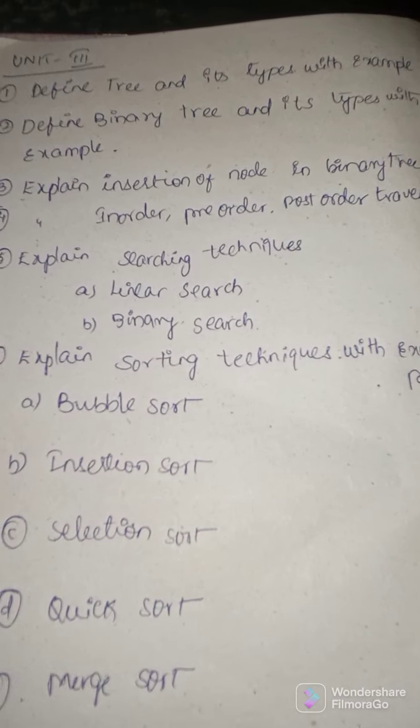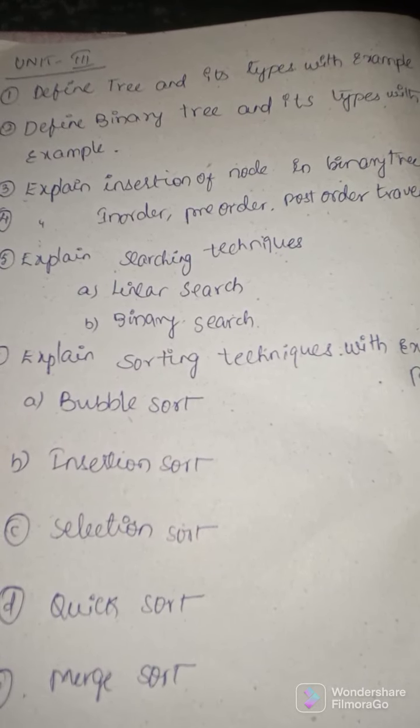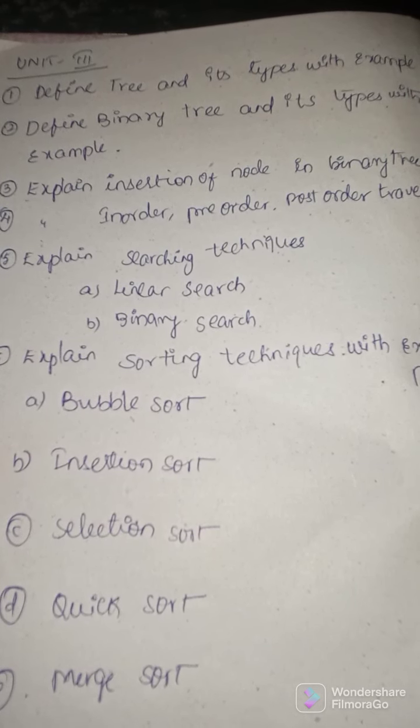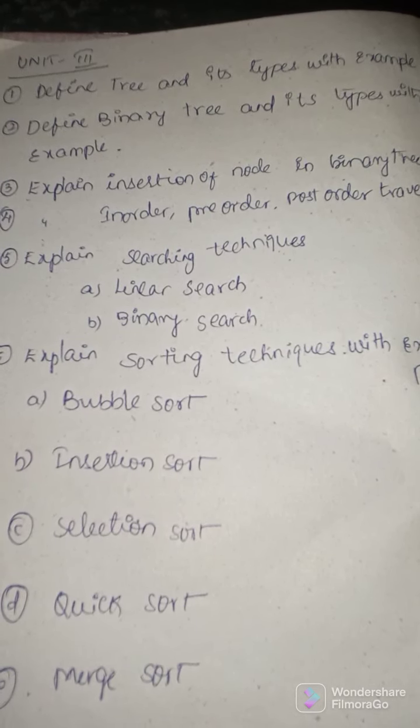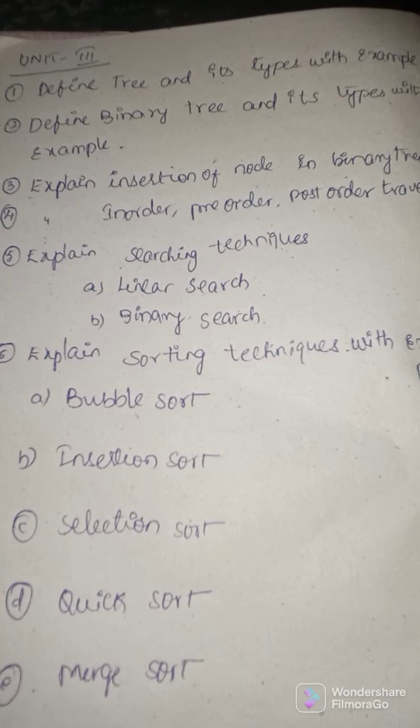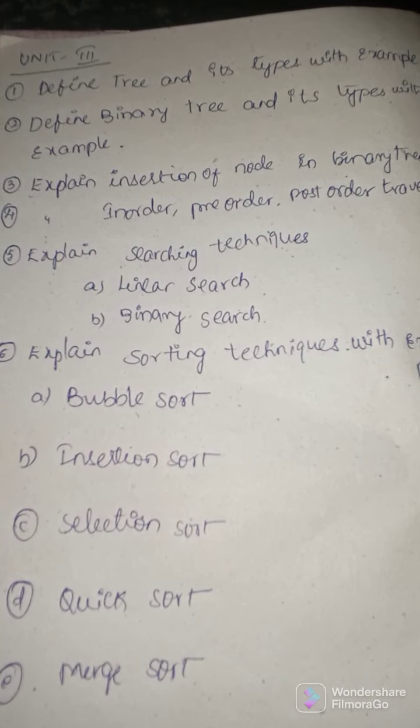So in the third unit, the first question is define trees and types of trees with example. You have 7 types of trees. Write each tree with a definition, with a diagram, and with a neat explanation, so that you will get good marks. So this third unit is a very easy unit, so you can write and score more marks.